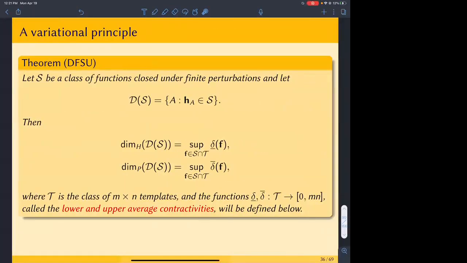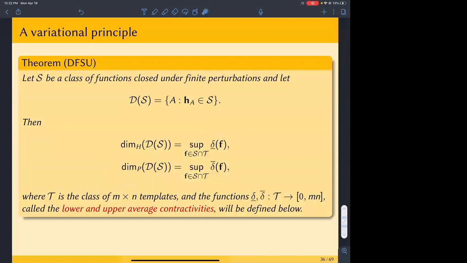Okay, so that theorem actually can be quantified via something; it's a corollary of this variational principle. This theorem says that if you take any class of functions closed under finite perturbations and you define some set of Diophantine interest, so you look at all matrices whose, say, successive minima functionals are in your class S, then you can get the Hausdorff and packing dimensions via these two formulas.